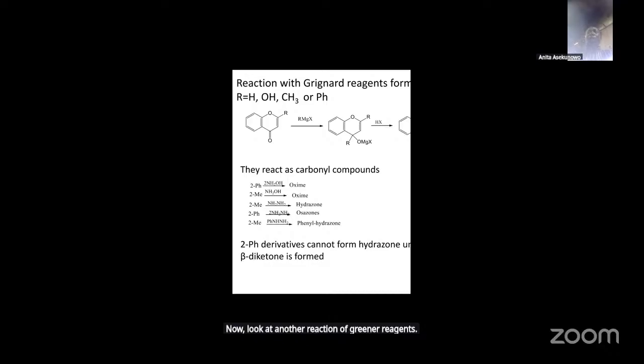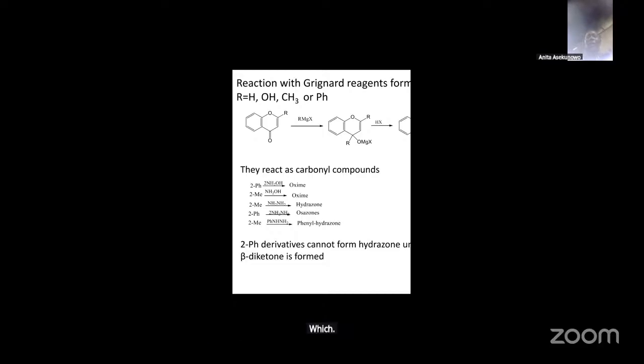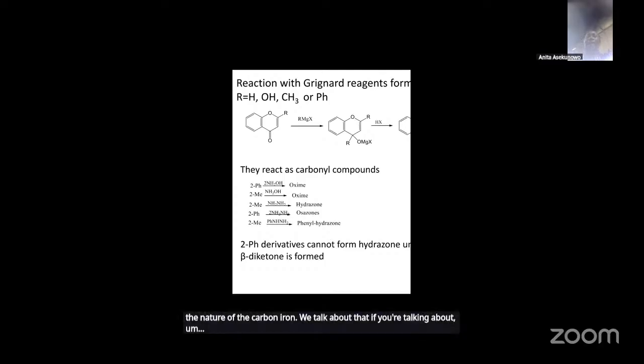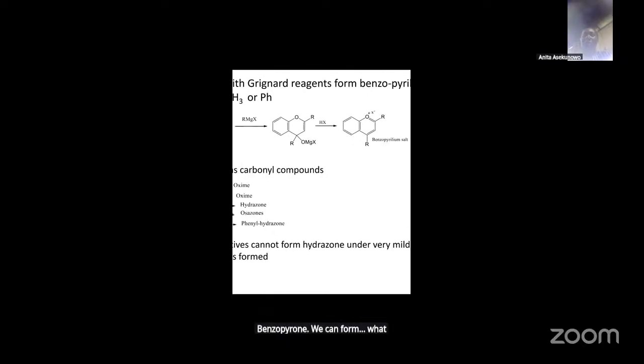Grignard reagent, remember, in 213, we talked about the reactions of Grignard reagents. Grignard reagents can react with carbonyl compounds, depending on the nature of the carbonyl. If you're talking about aldehyde, all the aldehydes will form secondary alcohol except methanal, while ketone will form tertiary alcohol. So that's what you know in your 213. But now, talking about the reaction with Grignard reagents of 2-phenyl and 2-methyl benzopyrone, what are we forming? We are not forming alcohol here.